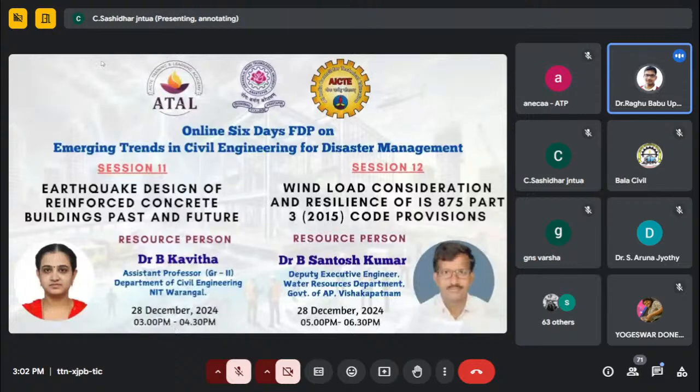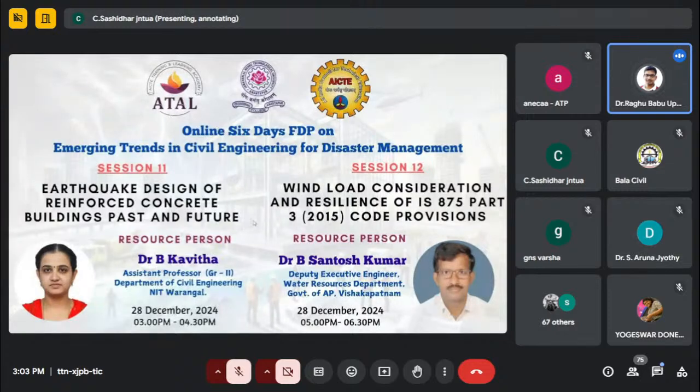Now, coming to our program, coming to today's speaker, today we are pleased to have Professor B. Kavitha as expert of this session 11. Dr. B. Kavitha is an assistant professor in the engineering structure division of the civil engineering department at NIT Warangal, Telangana, India. She completed her PhD in structural engineering from IIT Madras. She also holds an ME in structural engineering from Kumaraguru College of Technology, Tamil Nadu, where she earned a gold medal for her excellent performance, and a BE in civil engineering from Sri Krishna College of Technology, Tamil Nadu.